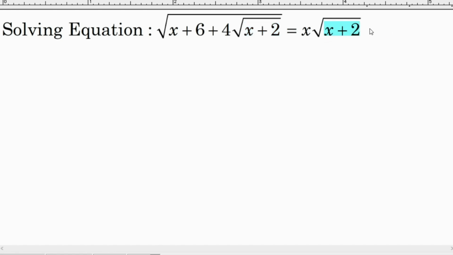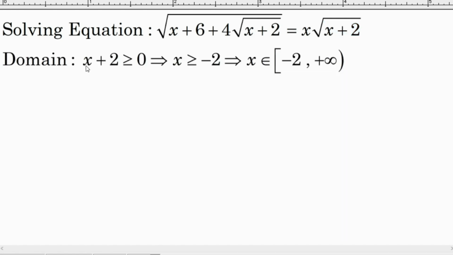The first thing that we have to do is find the domain of this equation. The domain is x plus 2 greater or equal to 0, so we get x greater or equal to negative 2. Then x belongs to [-2, positive infinity).